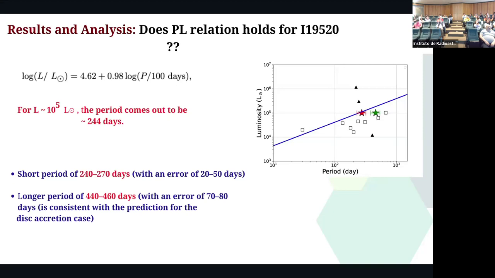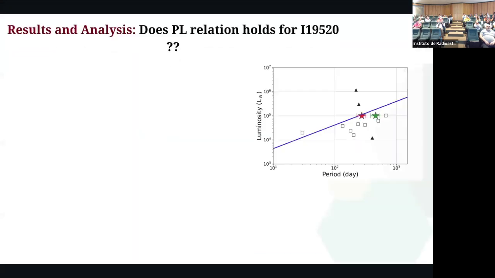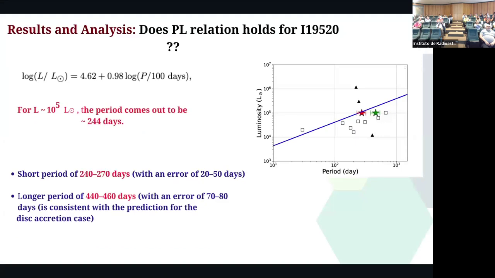Also, the color variation we obtained in our analysis is very consistent with the pulsation model, because in pulsation you also get a negative slope in the CMD. So this color variation is consistent with the pulsation model. The periods obtained are also consistent with the PL relation. So we could say that this could be a plausible scenario for the variability in this source.